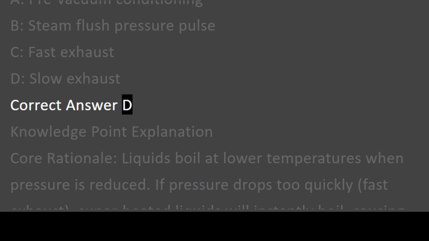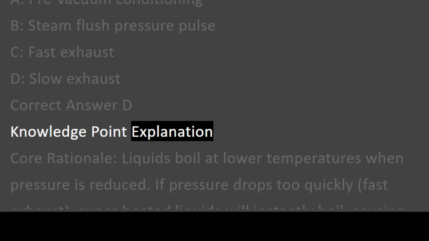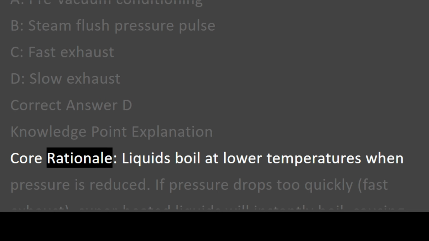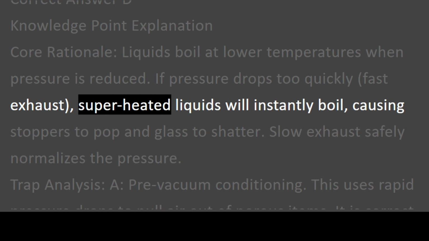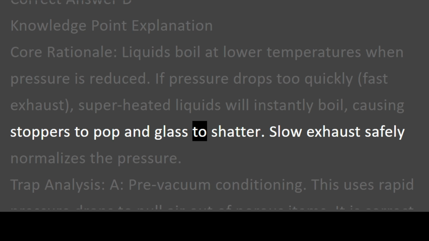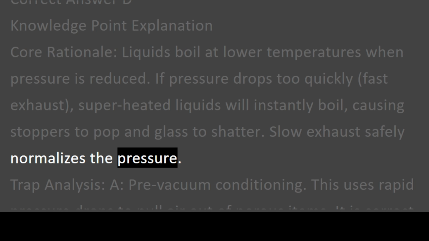Correct answer: D. Knowledge point explanation. Core rationale: liquids boil at lower temperatures when pressure is reduced. If pressure drops too quickly, fast exhaust, superheated liquids will instantly boil, causing stoppers to pop and glass to shatter. Slow exhaust safely normalizes the pressure.